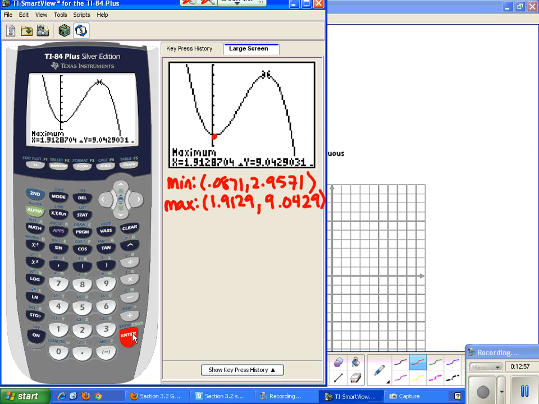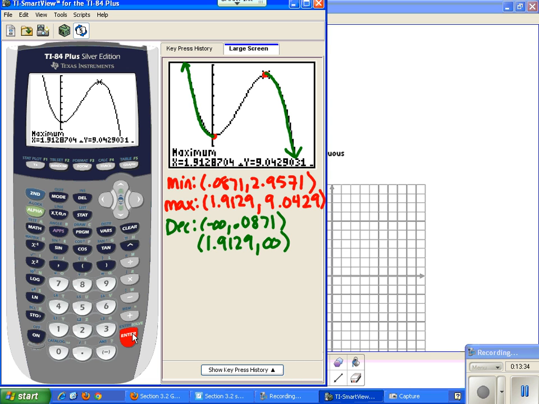So now I know where my minimum and my maximum value is, which helps me get my intervals where I'm increasing, decreasing. So here on this first part to my minimum, I am decreasing. So I'm decreasing on the interval from negative infinity to the x value of my minimum, which is 0.0871. I'm also decreasing from the maximum here to infinity. So I'm also decreasing from the maximum x value, which is 1.9129 to infinity. If you'd rather do it in order as you go on your graph, that's fine, so you don't miss any values, but I just put it together in this case.